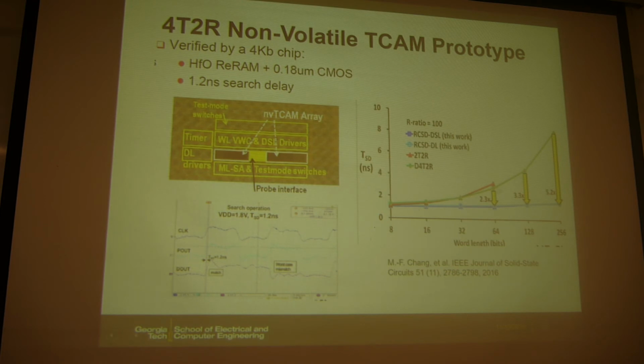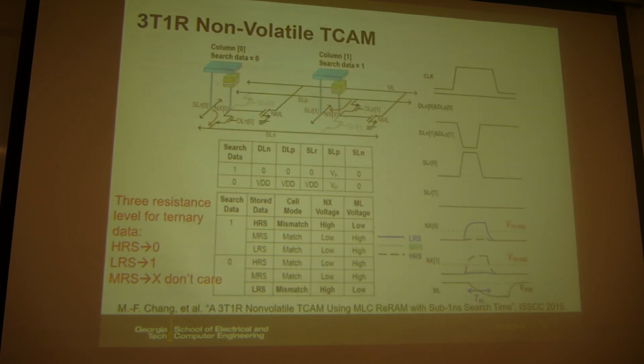So here is the word length, how many bits you have to search in parallel. It can support up to 256 bits searched in parallel. And I think later there were some progresses in this design by reducing the number of transistors and resistors to a 3T1R design. And again, this is the non-volatile TCAM.